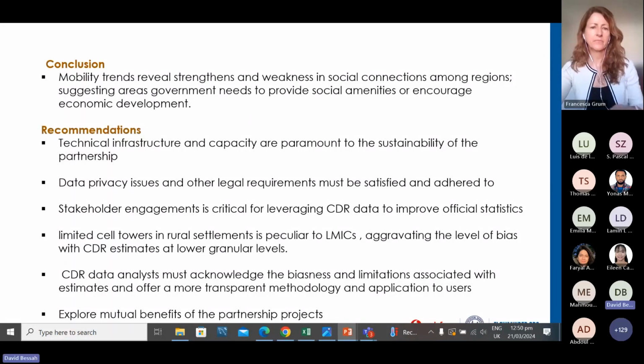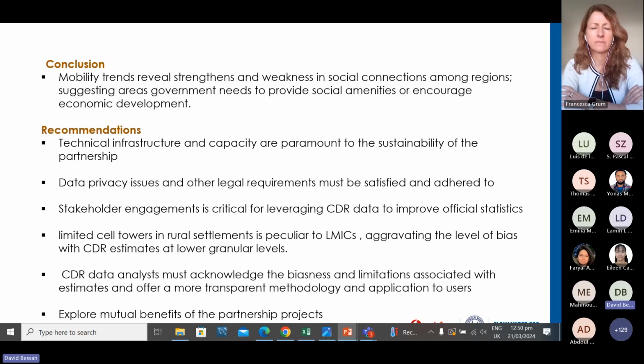I wish to indicate that technical infrastructure and capacity are paramount to the sustainability of the partnership if they intend to go into this, because you have to be able to benefit fully from the use of CDR. You need to build capacity to be able to ensure that the program still continues. And then data privacy issues and other legal requirements must also be satisfied and adhered to. Stakeholder engagement is critical for leveraging CDR to improve official statistics.